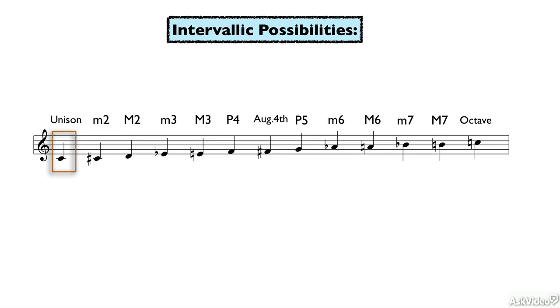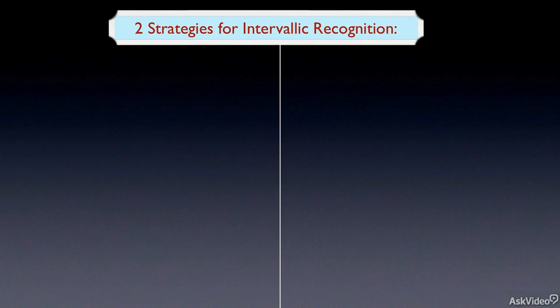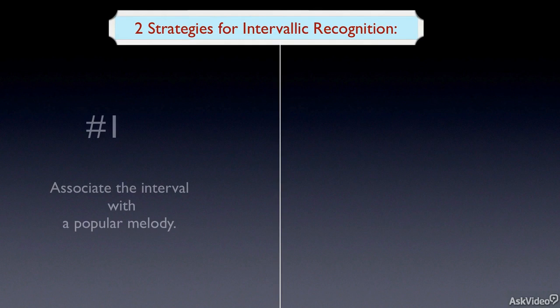So now that you know the intervallic possibilities, what are some strategies we can use to recognize them when we hear them? Well, I'll put forth 2 strategies here. The first one is to associate the interval with a popular melody. This melody can come from a song in the public domain, it could come from something currently on the radio that you're familiar with, or it can come from a children's nursery song, for example. As long as it's something familiar to you, you'll be able to form a strong association with it.